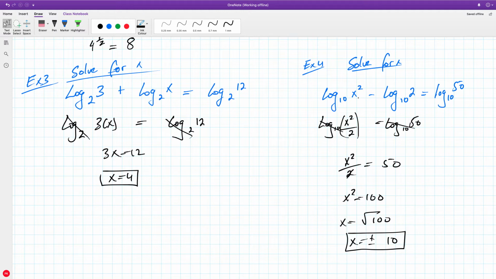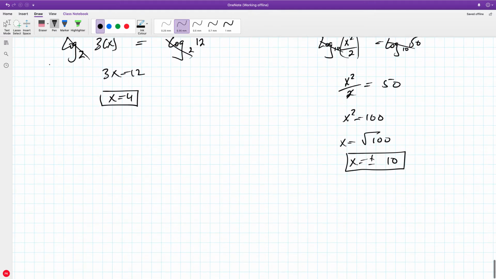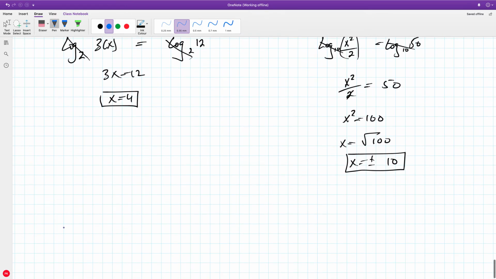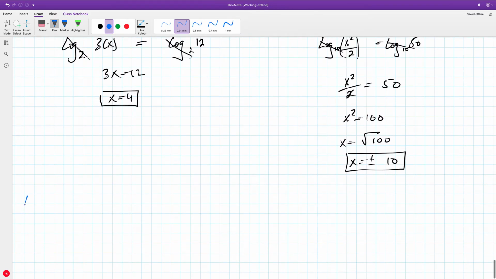Right, do another one of those. Have a go at this one. The log of x plus 2 to the base 2 minus the log of x to the base 2 is equal to 3.